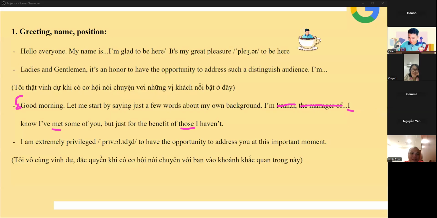Okay, let's hurriedly go to the last part of the introduction. Let's try reading this one. Let's try introducing ourselves with this statement. I am extremely privileged to have the opportunity to address you at this important moment. So after introducing yourself, you can add this in your introduction. Okay? I am extremely privileged to have the opportunity to address you at this important moment.